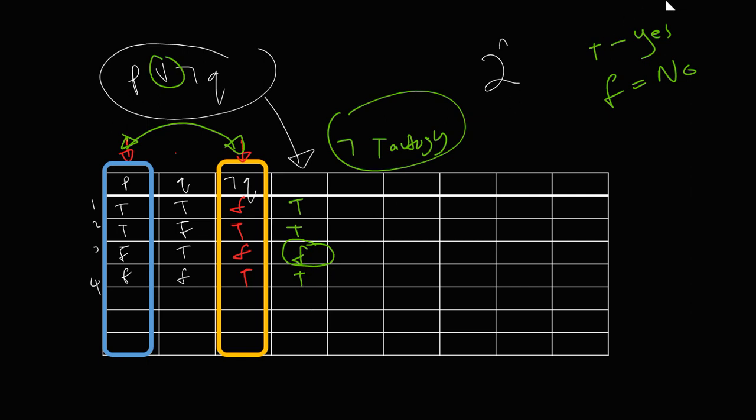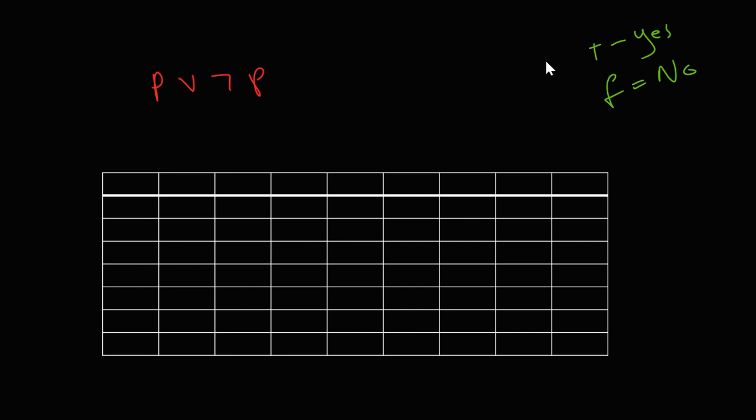Let's try something else. Let's look at P or not P. The number of rows is 2 to the power of the number of variables. We have only P, so the number of variables is one, and you're going to have two rows. Now you can do that. Let's look at the table for P and the table for not P. This could be true, this could be false. If this one is true, this is going to be false.